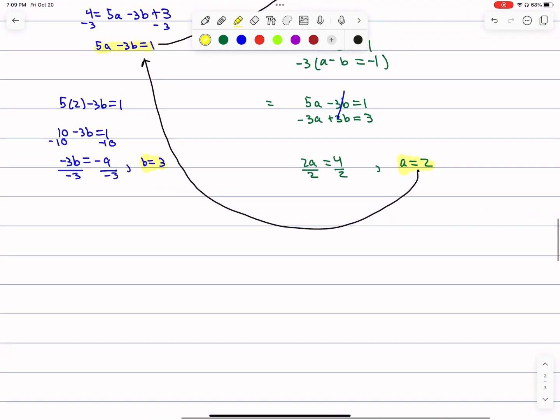And those are your two answers. So a equal to 2 and b equal to 3 is going to make the function continuous everywhere.